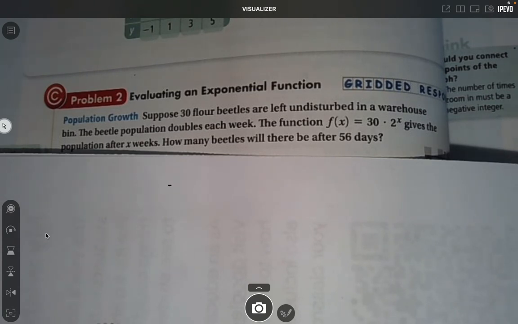But anyway, this is our equation. We always put y equals; they put f of x, that's the same thing. So I'm just going to write y equals 30 times 2 to the x. And it says x is weeks. So how many beetles will there be after 56 days?